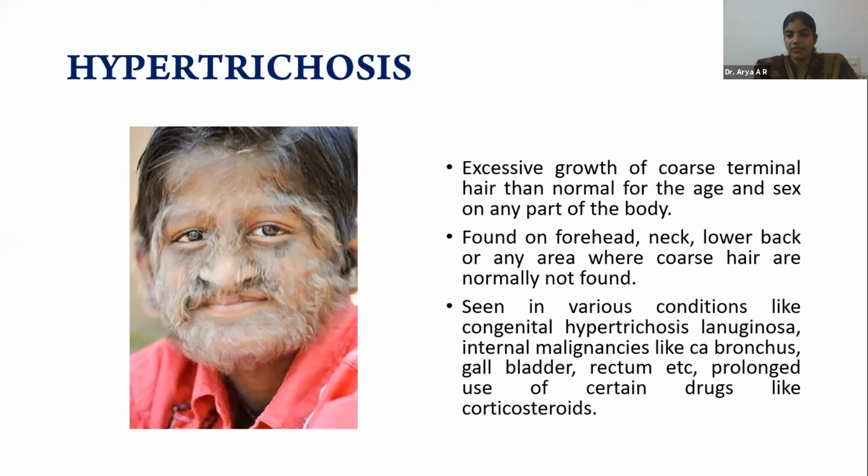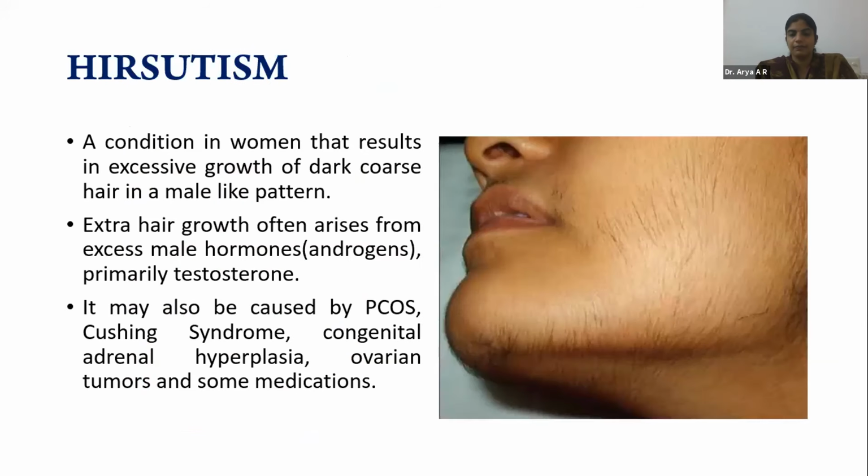So this is the hypertrichosis condition where we could see excessive growth of coarse hair than the normal on any part of our body. It's commonly seen on the forehead, neck, and any area where we generally do not see coarse hair follicles. It is seen in congenital conditions like congenital hypertrichosis, and also in cancers affecting the gallbladder and rectum, and also while using medications containing corticosteroids.